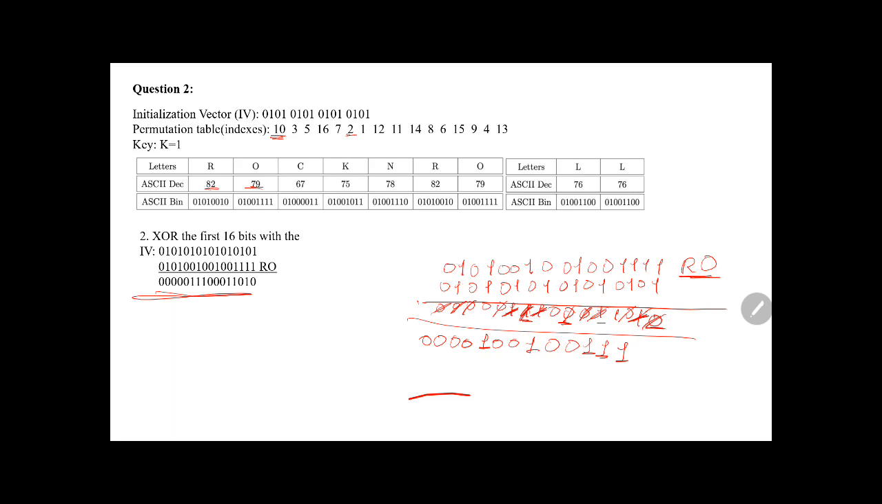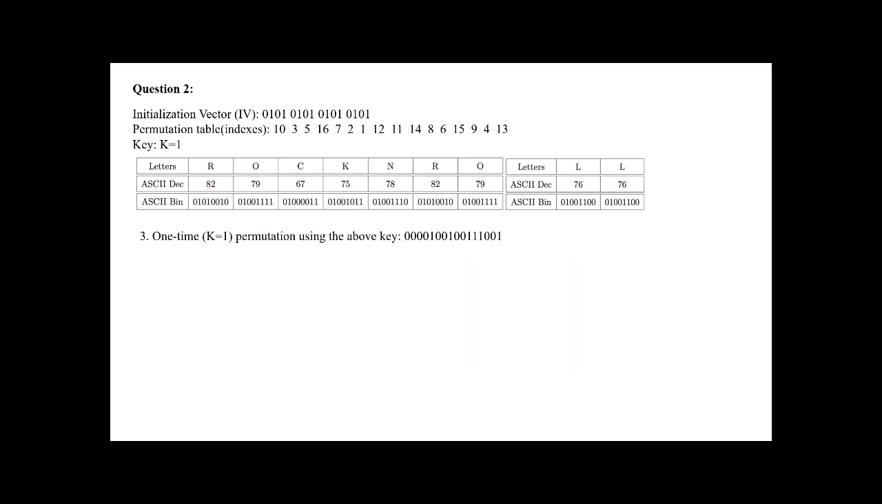And then we have 9, which is this one, cross it, take it here. And then we have 4, cross it, take it here. And then 13, which is this one, cross it and take it here, I guess. So that's it. This value is just the same as this one, as you can see here: 0, 0, 0, 0, 1, 0, 0, 1, 0, 0, 1, 1, 1, 0, 0, 1. So this is how we do a permutation.